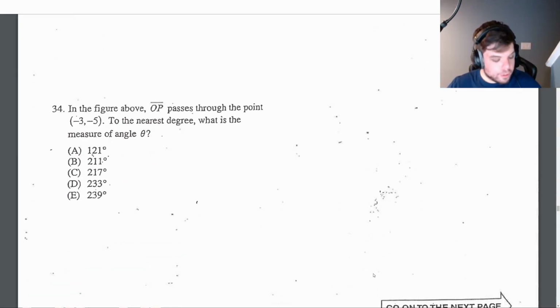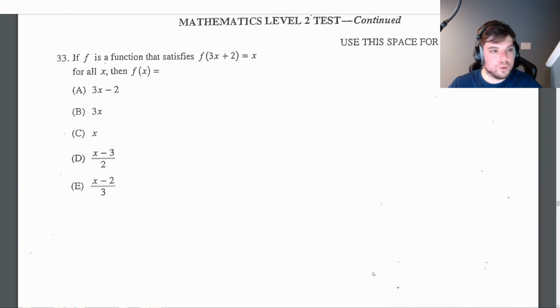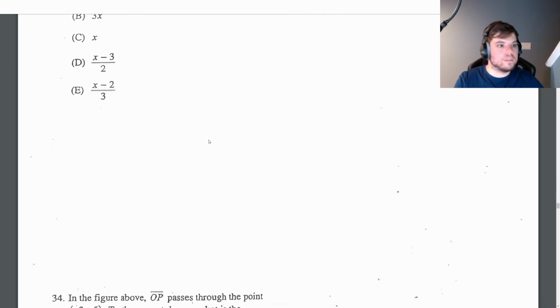That's 33. 34. Should I show, let's say you didn't notice that, is there a way without noticing it? Yeah, you could just plug stuff in. Plug 3x plus 2 into all of these. That would be pretty quick. One of them will give you x, and that's going to be the right one.